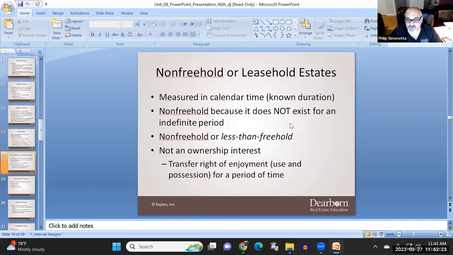There's no ownership interest. The owner does not transfer the ownership rights. They just transfer the leasehold estate for that time. So the owner still owns the building, but the person leasing it has the rights to it for that time. Make sense? Okay, so they transfer the right of enjoyment, which is use and possession, for that period of time. That's what's being transferred, the use and the possession.